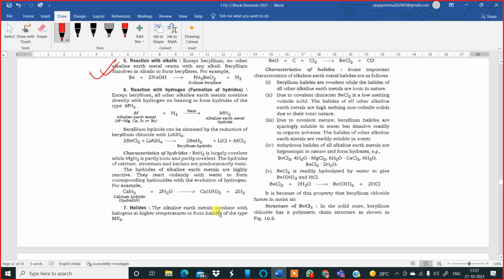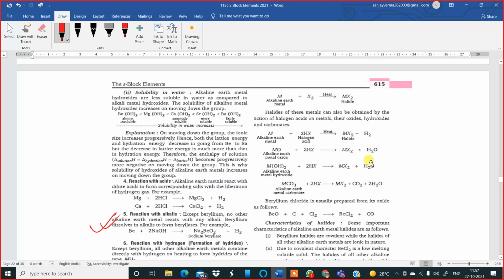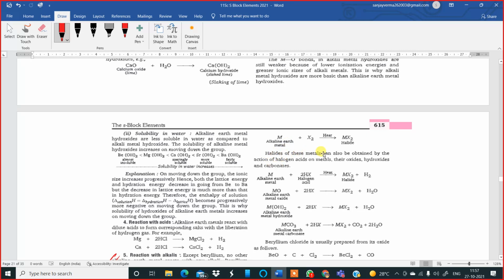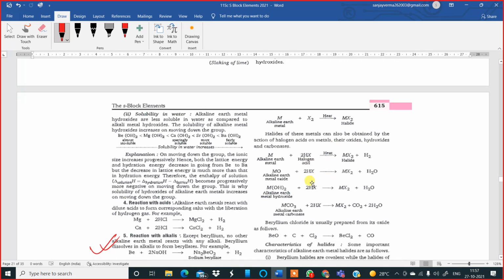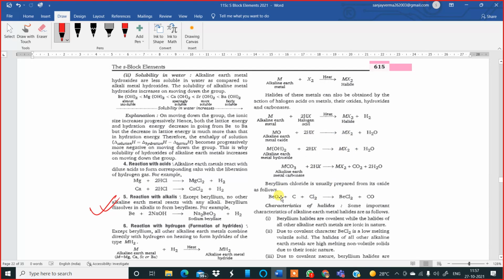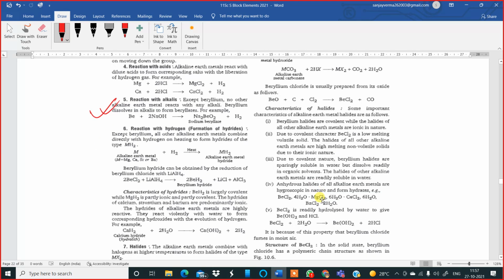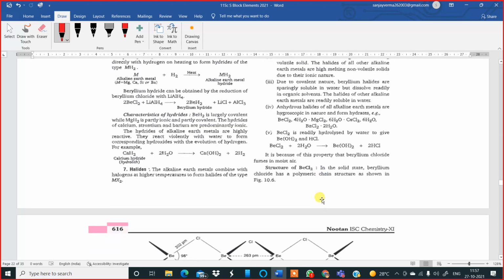Then we'll talk about the halides, number 7. Halides of these metals can be obtained by action of halogen acids on metals, their oxides, hydroxides, and carbonates. So here you can obtain the halides, MX2, by reacting with halogen acids. Now one equation is given over here. Beryllium chloride is usually prepared from its oxide: react beryllium oxide with carbon and chlorine to prepare beryllium chloride and liberate a poisonous gas, carbon monoxide. The characteristics are not mentioned in the syllabus, so we'll just skip it.